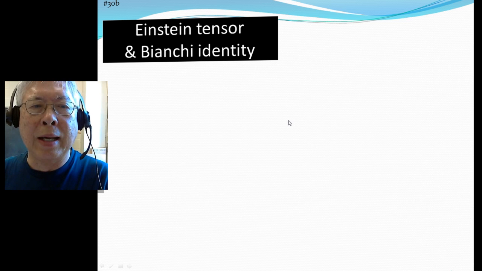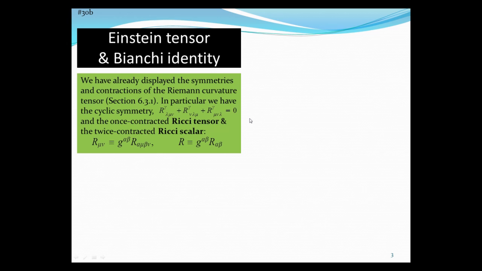We're going to talk about the Einstein tensor. We have already displayed the symmetry and the contraction of the Riemann curvature tensor. In particular, we have a cyclic symmetry in which we have the Riemann tensor with one upper index fixed, gamma, and the lower three indices lambda, mu, nu cyclically permuted: lambda mu nu, nu lambda mu, and mu nu lambda, and add them up equals 0. So this is the cyclic symmetry.